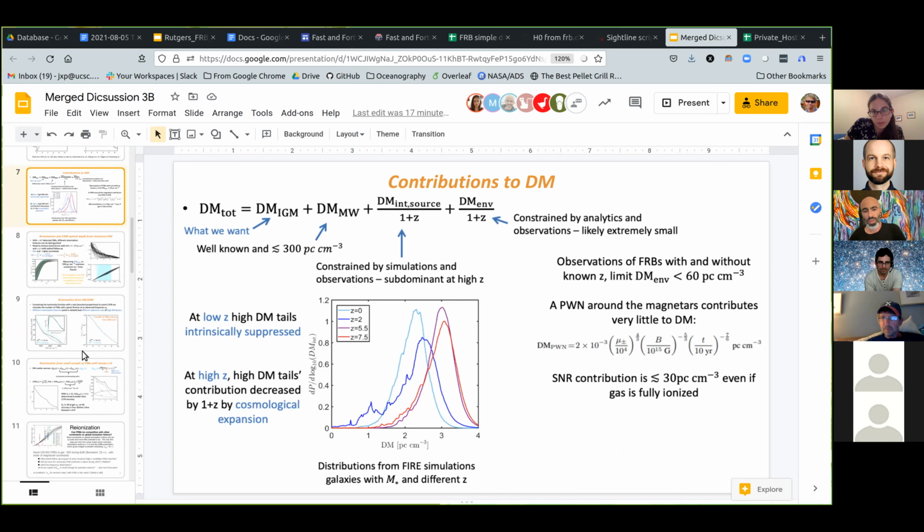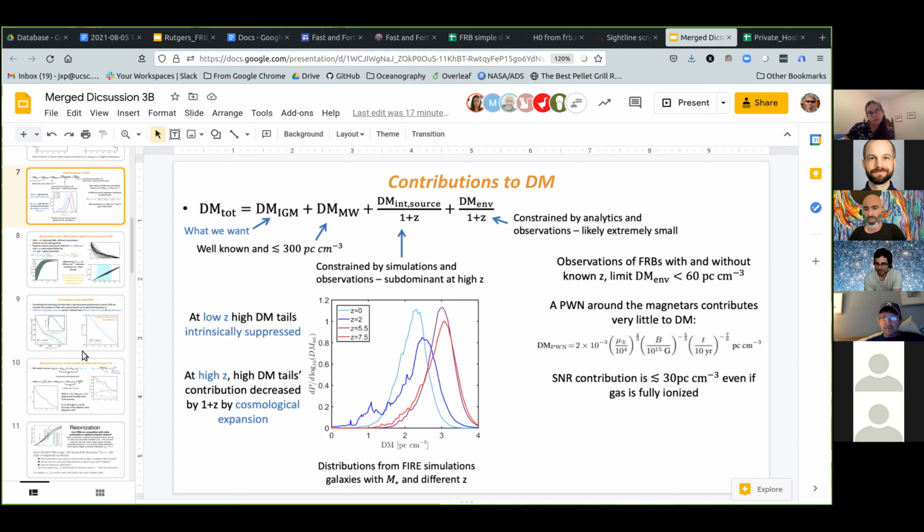Then there's also the contribution from the environment. I should say also about the host that we have some evidence already, definitely from localized FRBs. When we know the redshift, we can take away the contribution due to the IGM, at least up to some level of certainty in the parameters of this DM-z relation. And then we can put a limit on the contribution from the host. And we see that those limits for FRBs with redshift are less than about 200 parsec per centimeter cubed, and in some cases, much less.